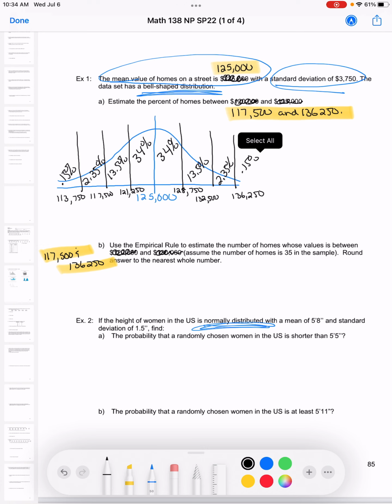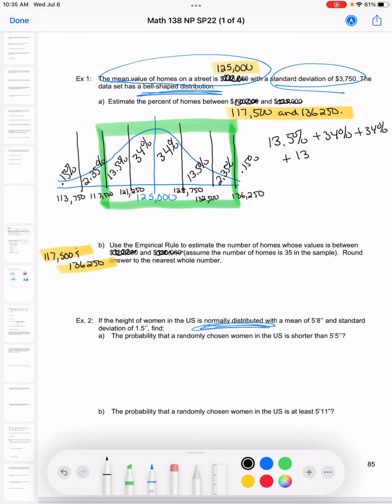So I've done all the work. This is all the work for the problem. Now I want to know between this line all the way over to that line. Because I want to know the percent of homes between 117,500 and 136,250. So I'm going to add up all these numbers, all these percents. 13.5, 34, 34, 13.5, and 2.35. Type all those in my calculator and it gives me 97.35.